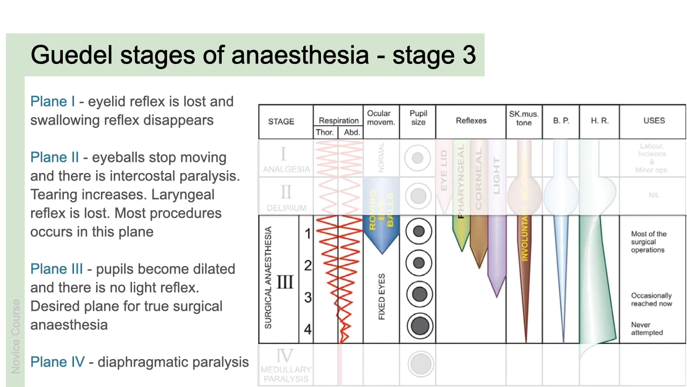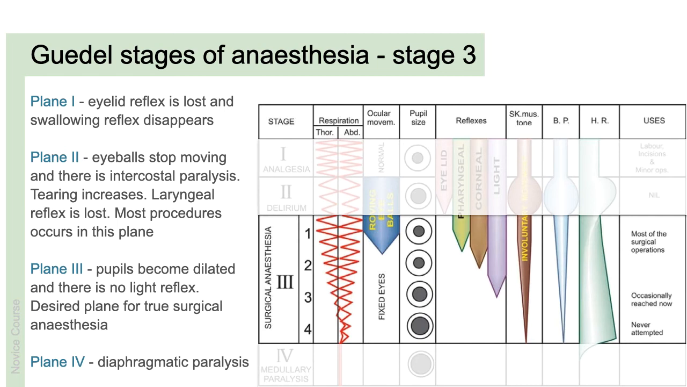Muscular tone, blood pressure, and heart rate may all be normal, and we start to see the swallowing reflex disappearing. Then plane 2, your intercostal muscle function will start to decrease slightly. The eyes become fixed. Pupils, again, remain mid-sized. You'll get increased tearing. The laryngeal reflex is lost, and we start to see a decrease in muscular tone, a decrease in blood pressure, with a reflex increase in heart rate.